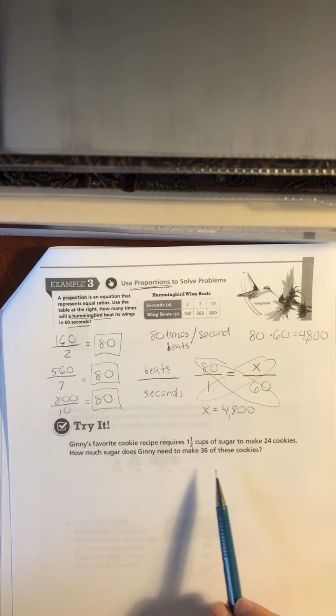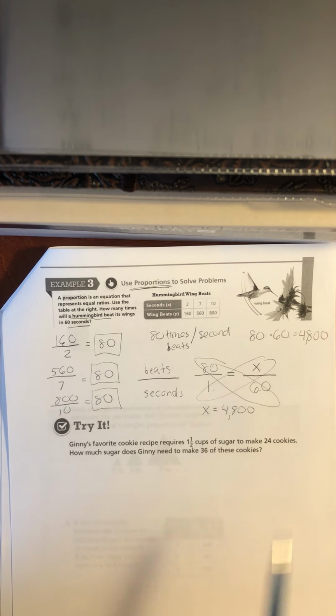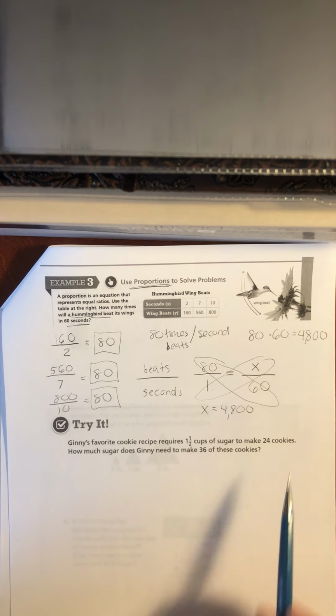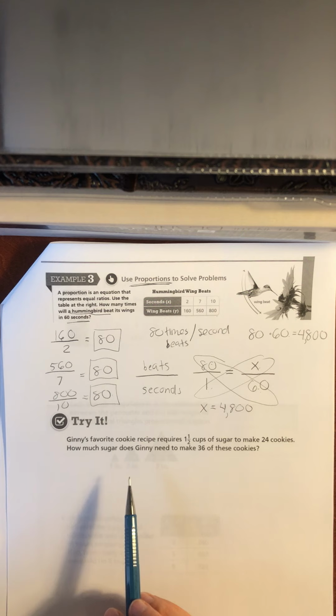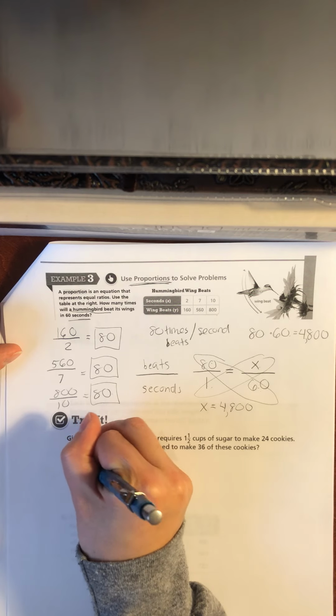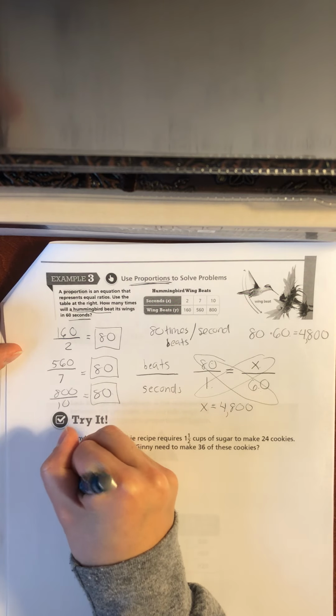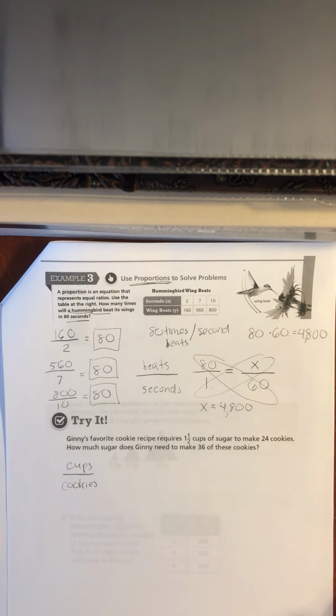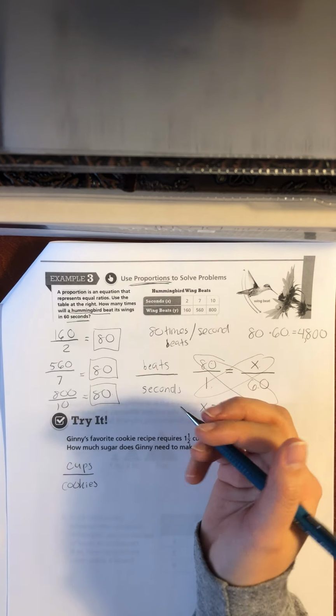Okay, now for this one, definitely set up a proportion. Jenny's favorite cookie recipe requires 1.5 cups of sugar to make 24 cookies. How much sugar does Jenny need to make 36 of these cookies? Okay, so what we're going to do is cups over cookies. Now, if you decided to do cookies over cups, you're not going to get the wrong answer. It's going to be totally fine. Okay, so cups over cookies.